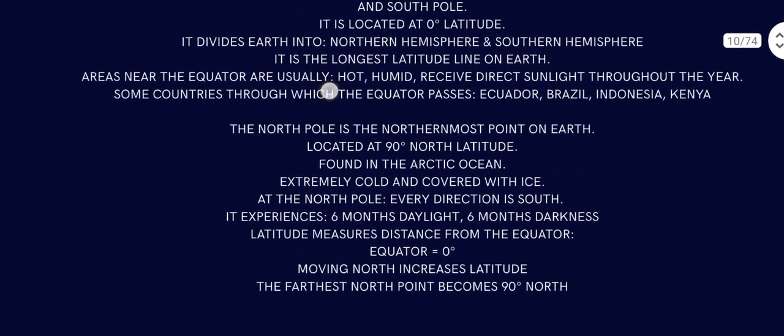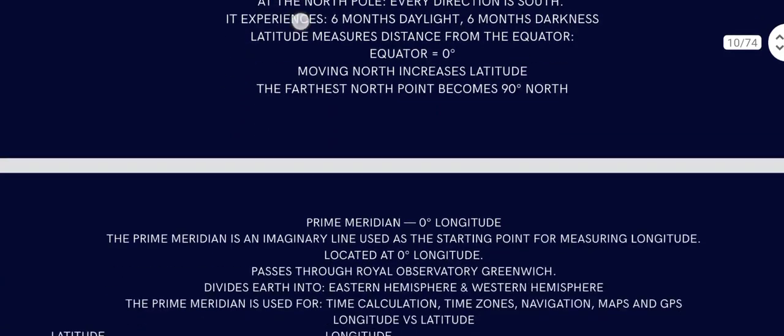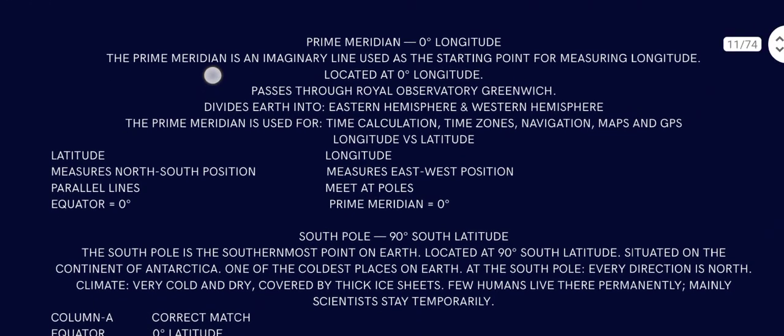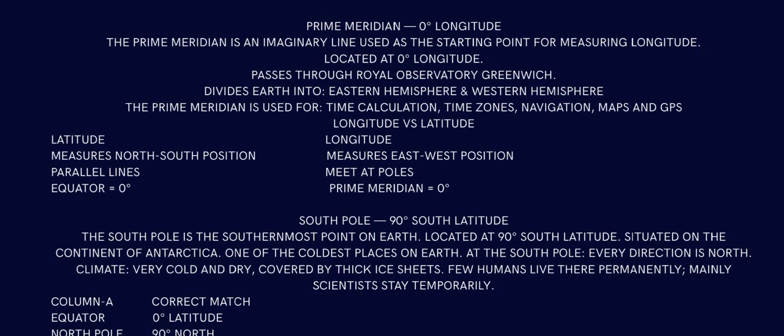The farthest northern point becomes 90 degrees north. So that's it. Then comes the prime meridian, that is 0 degrees longitude. The prime meridian is an imaginary line used as the starting point for measuring longitude, located at 0 degrees longitude. It passes through the Royal Observatory, Greenwich, that is in London. The prime meridian is used for calculating time zones, navigation, maps and GPS.